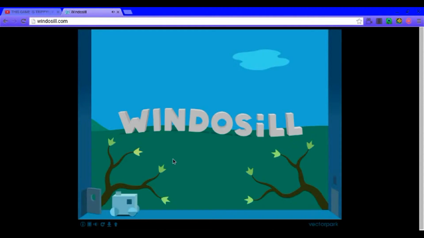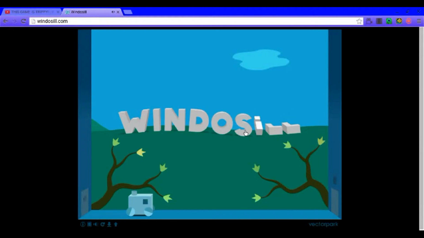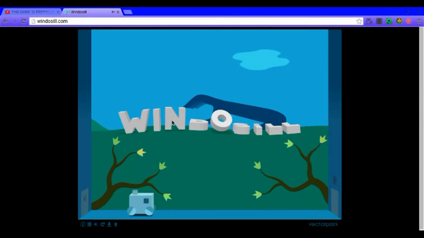What is this? Windowsill. Can I touch the leaves? Oh, I ripped off a leaf. That's so sad. What the heck? Who are you? Okay, open that door. Can I put the leaf in? No? Nah. What can I do? Oh, cool. I can knock things down. Die, Windowsill. What the heck?